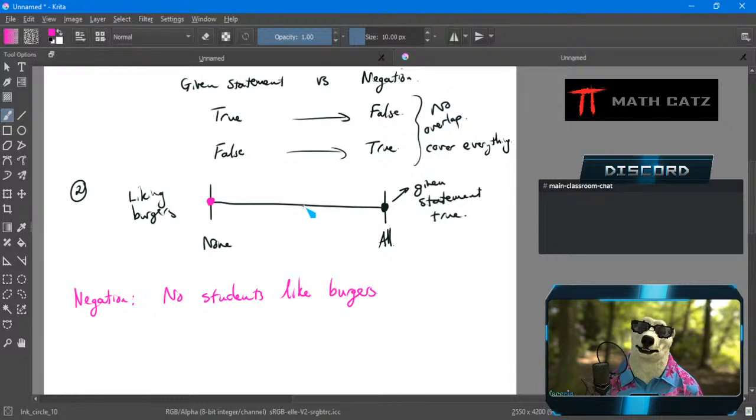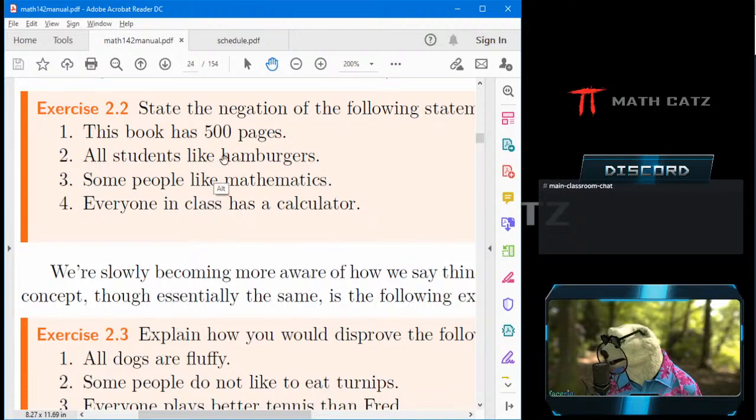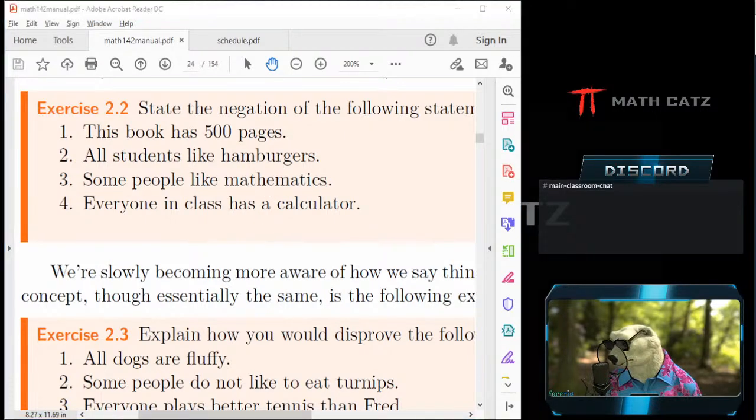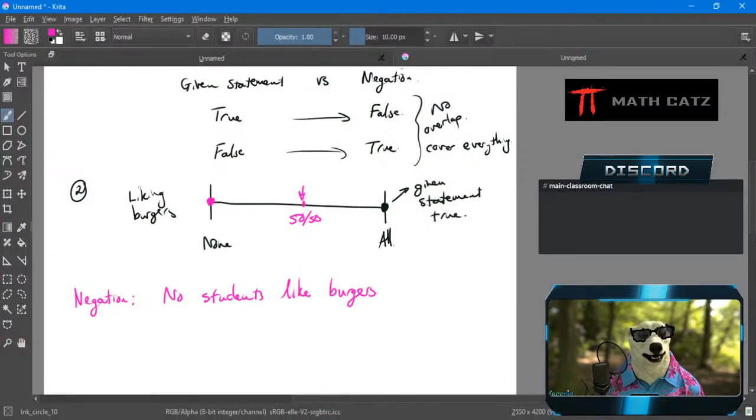What if it's 50-50? Half of the students like burgers, half of the students don't. Is my given statement true? Let's say here 50-50. Let's suppose that's happening. Is the given statement true? Remember the given statement? All students like burgers. In this 50-50 case, is the given statement true? That's my question to you.